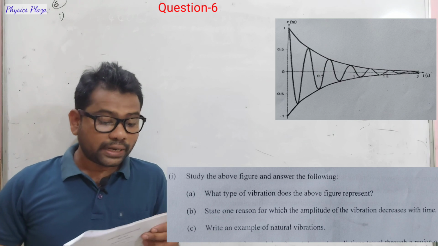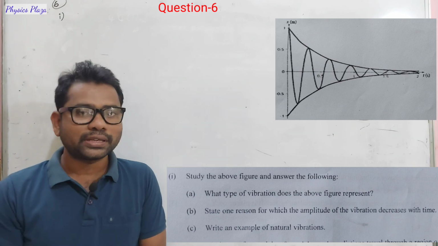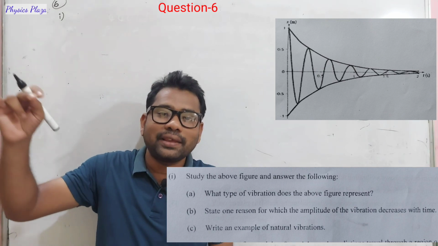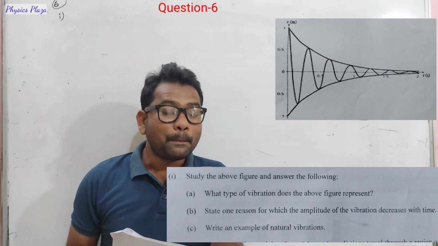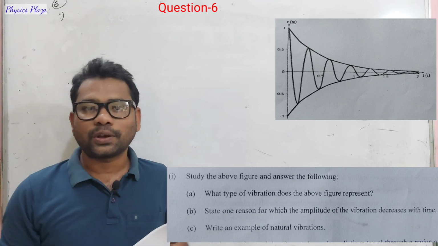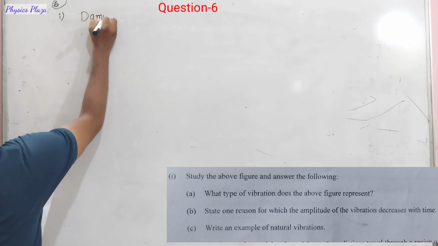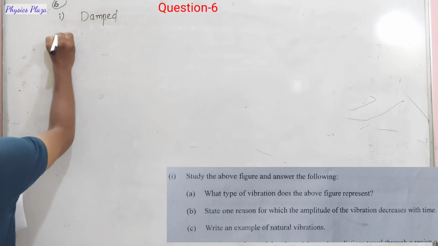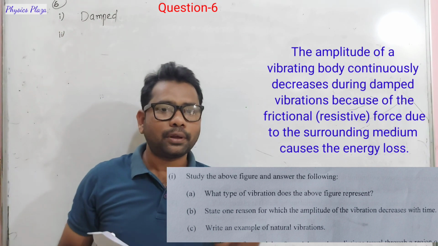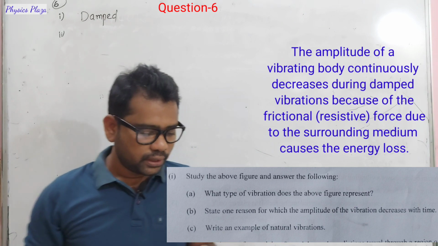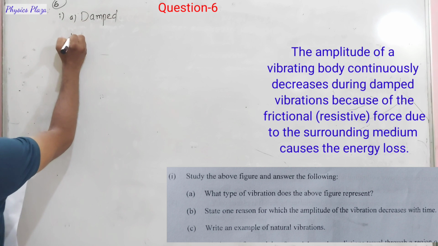Question A: what type of vibration does the above figure represent? Children, in this diagram if you can see, the amplitude is decreasing with time. It happens only in the presence of a medium. Such a vibration is called what? Children, it's a damped vibration. Writing damped is enough because what type of vibration is mentioned. You may write damped or damped vibration. Everything is accepted. And here B.